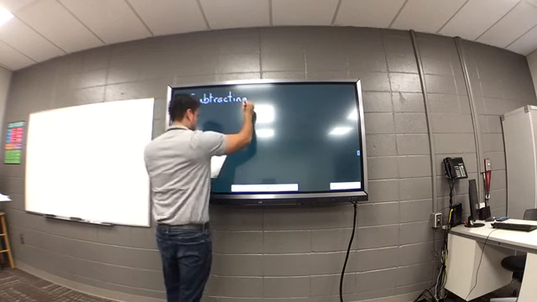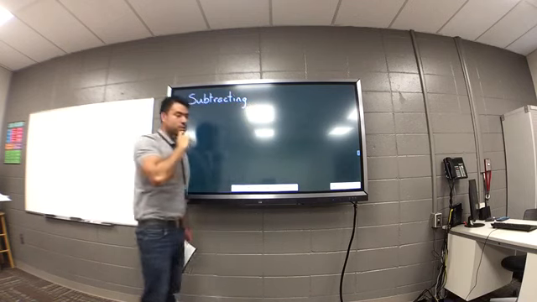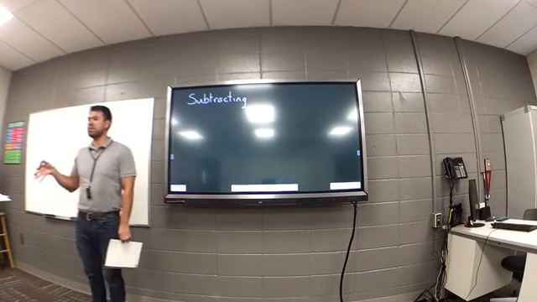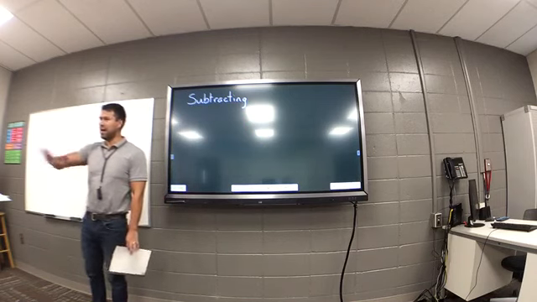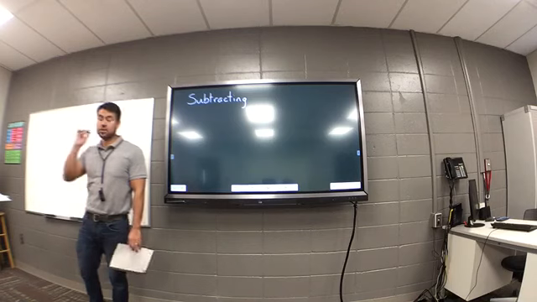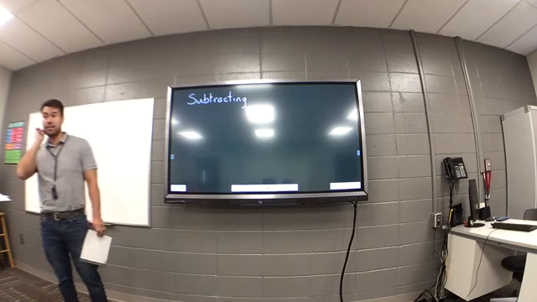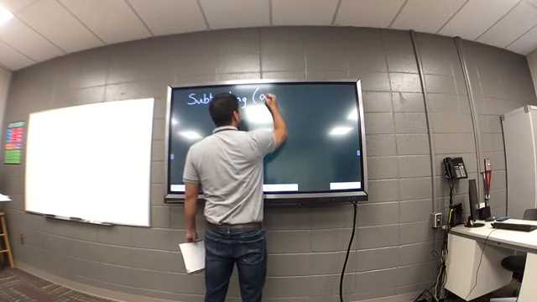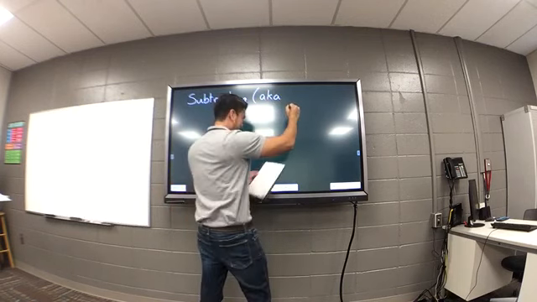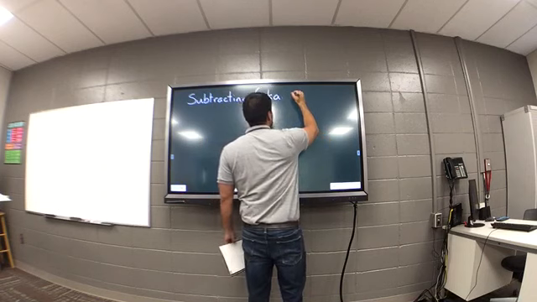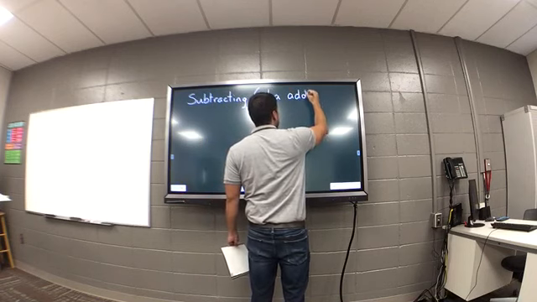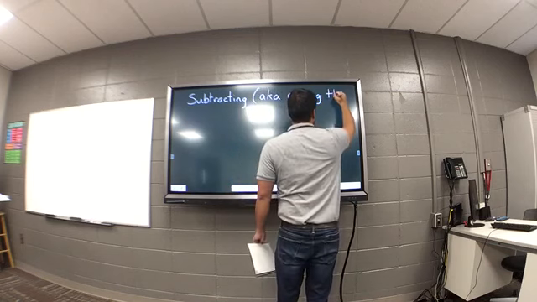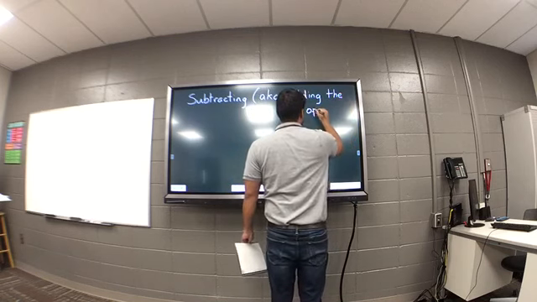Subtracting. Okay, your book gives it in 2 parts: subtracting numbers with like signs, subtracting numbers with unlike signs. I want to make it as simple as I can for you guys, so I'm going to just call it subtracting. And I put this little note, AKA adding. I want to make sure I put this, adding the opposite.